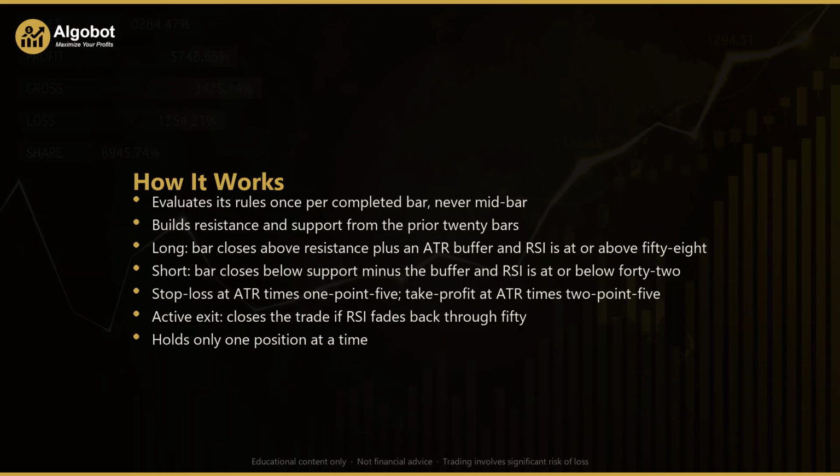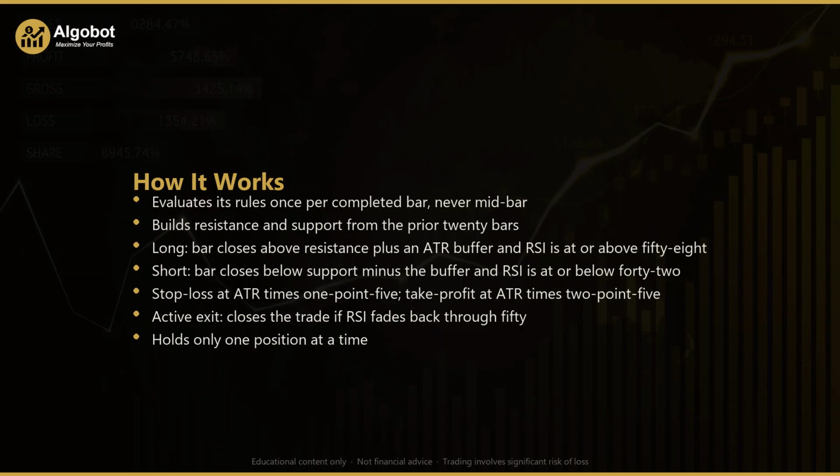Next, it builds the range. The strategy scans the bars immediately preceding the just closed bar, 20 of them by default, and finds the highest high and the lowest low. Those two values form the resistance and support shelf. Then it calculates two indicators on that closed bar, the Relative Strength Index and the average true range. ATR gives it a live read on volatility, which it uses both for the breakout buffer and for sizing the stop and target.